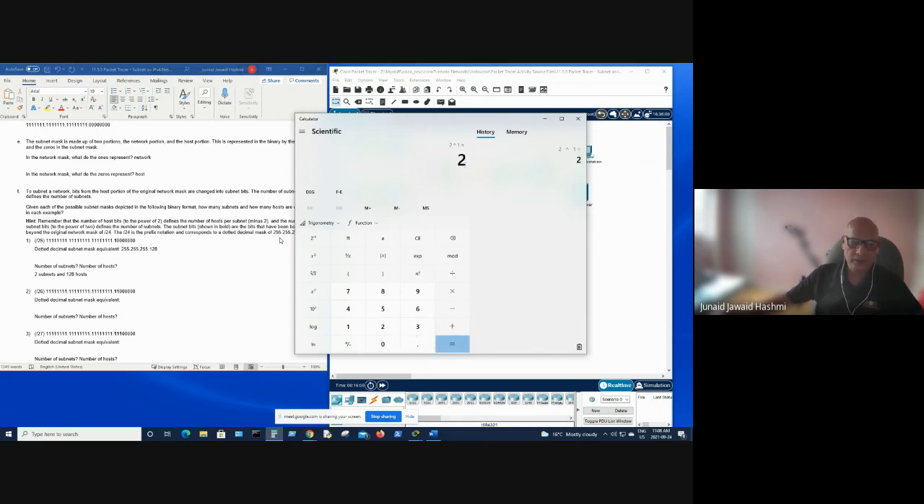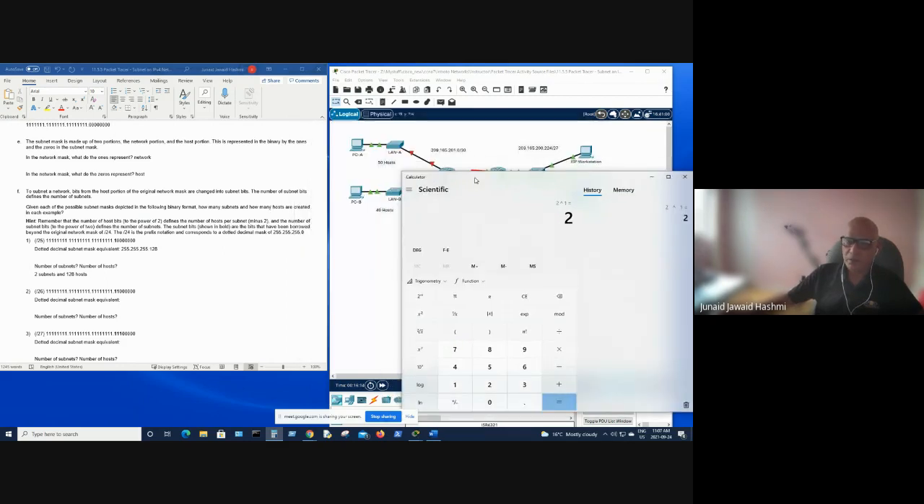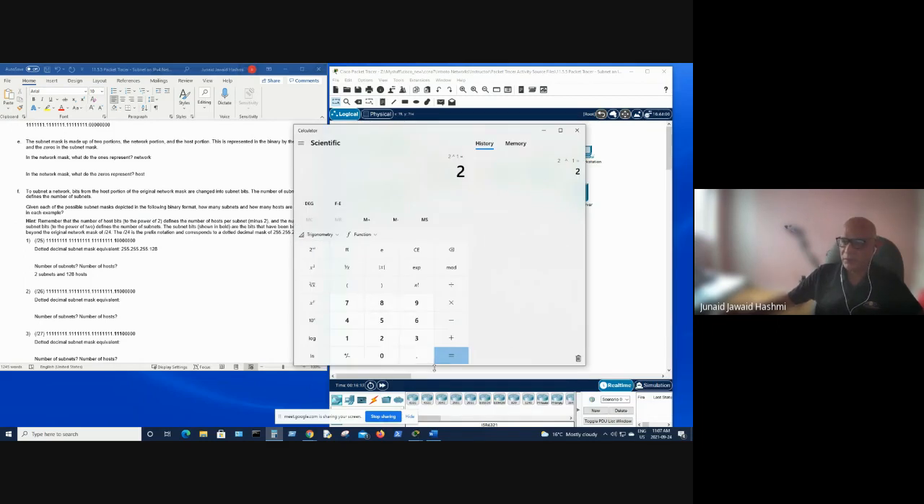Okay. And how many bits do we have left? No, sorry. We need 2 bits actually. So 2 to the power of 2 equals 4 networks. How many bits do we have left here? If we took 2 bits, we have 6 bits left for the host portion. So 4 networks.